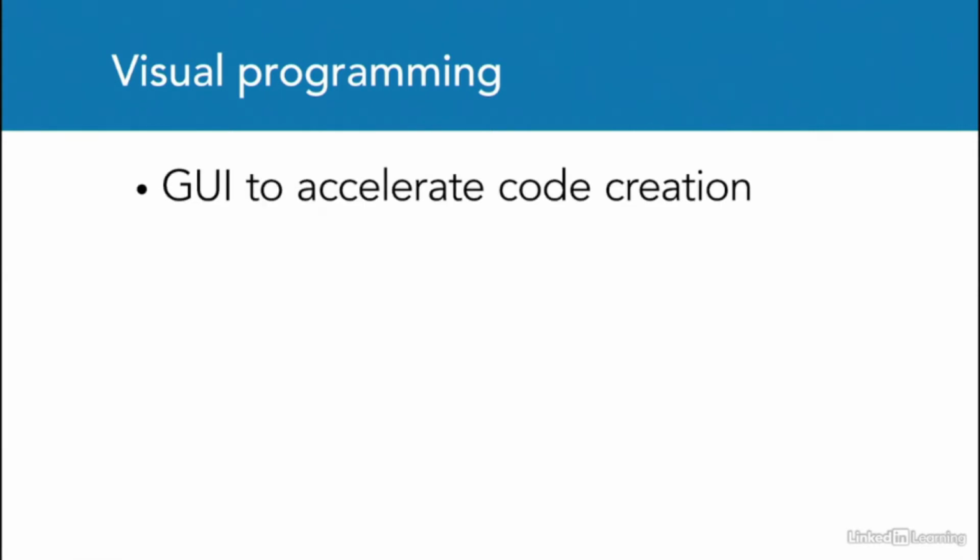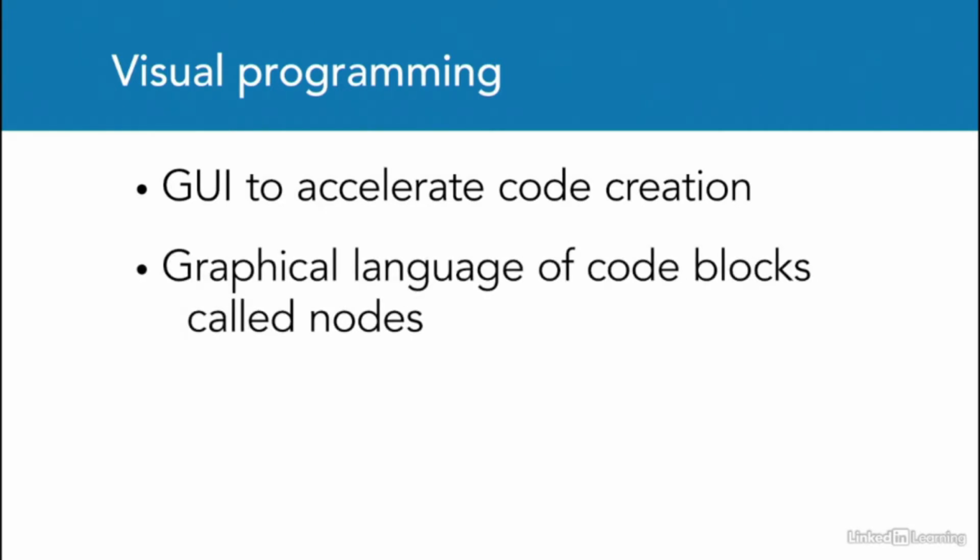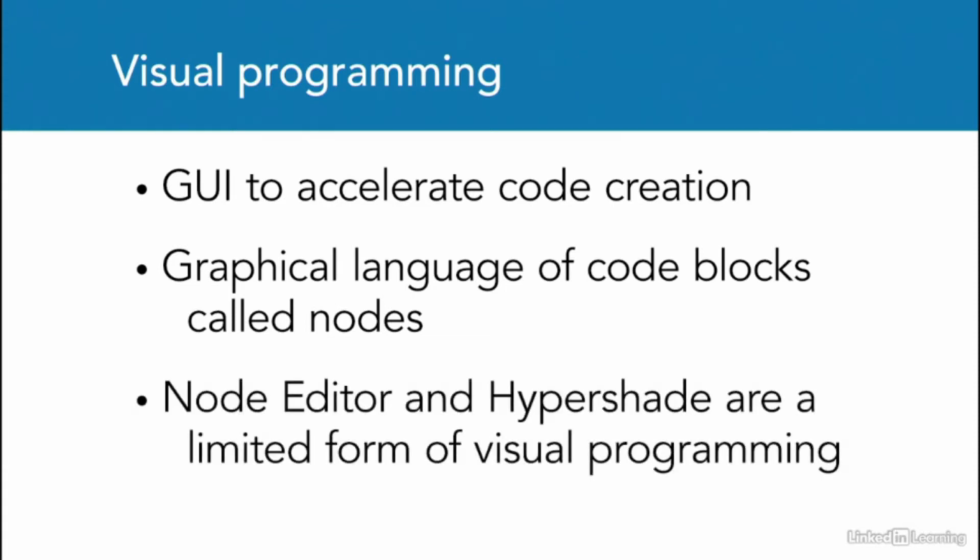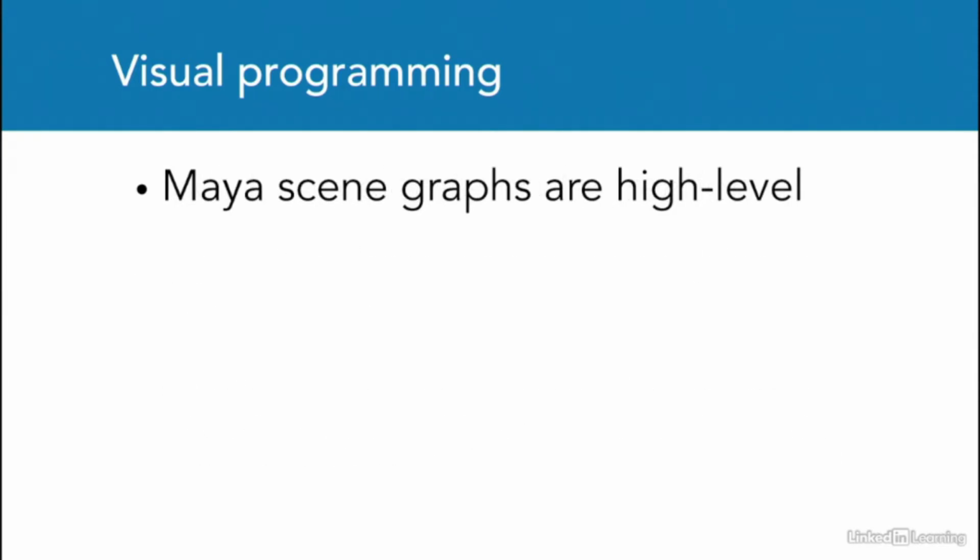A visual programming environment is a graphical user interface that accelerates the process of creating computer code. Instead of a text language, such as C++, MEL, or Python, a visual programming environment uses a graphical language of interconnected blocks of code called nodes. You're probably familiar with node-based interfaces, such as the Maya Node Editor and the Hypershade Material Editor. These are also a limited form of visual programming, inasmuch as they enable us to design algorithmic pathways through which scene data can flow. But the Maya scene graphs operate at a very high level.